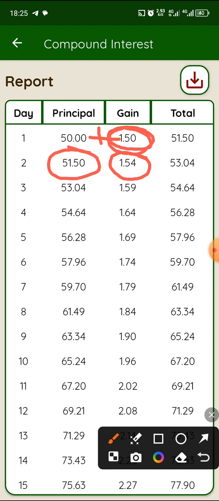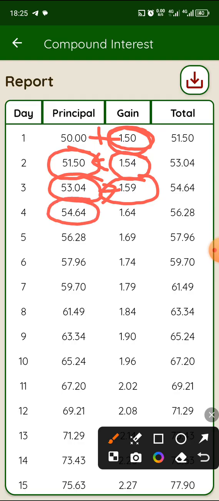And when you invest 51.50, this will be your profit, 1.54. Again, add that 1.54 to this capital, giving you 53.04. And when you invest 53.04, here will be your profit, 1.59. You see, the profit is increasing because you are also increasing the capital. Whatever you earn, you add it to your capital.